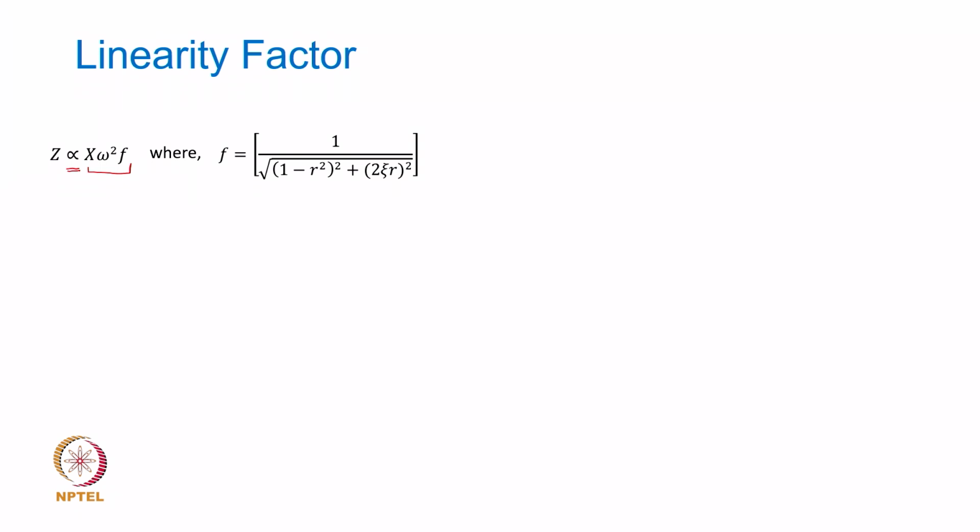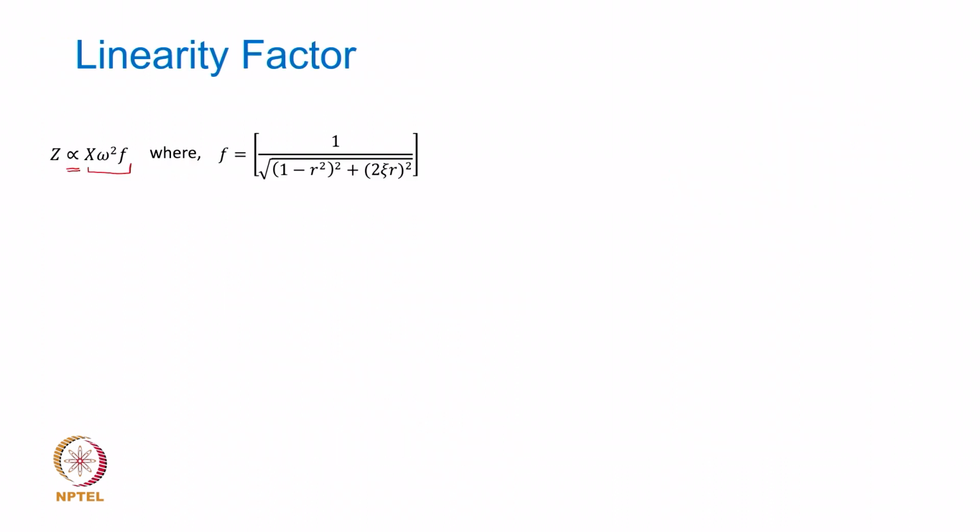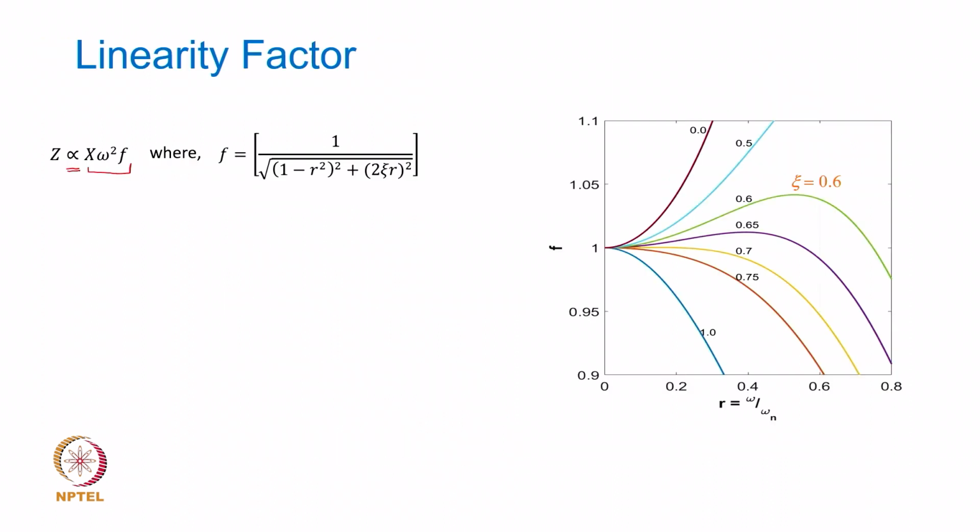So, now this f, which is 1 over square root of 1 minus r square whole square plus 2 zeta r whole square, is this a constant function? That is what the question is. And you remember that this particular expression which you have, how does it behave? This is similar to our dynamic magnifier. Okay. It will start with 1, it will go to the resonance region and then come down. Okay. So, if I plot this function, it looks like this.